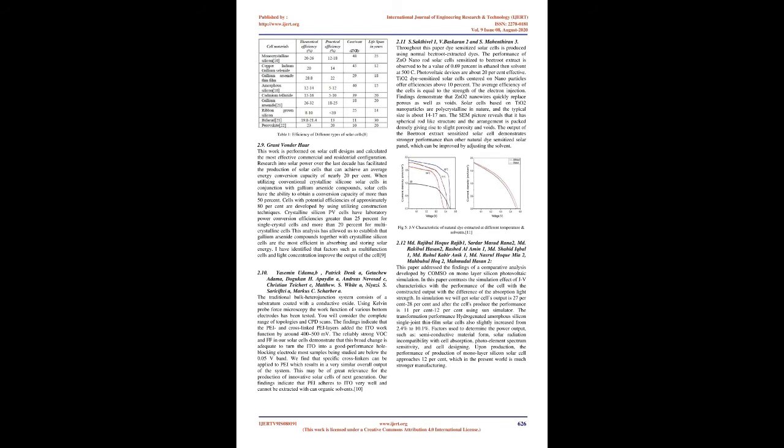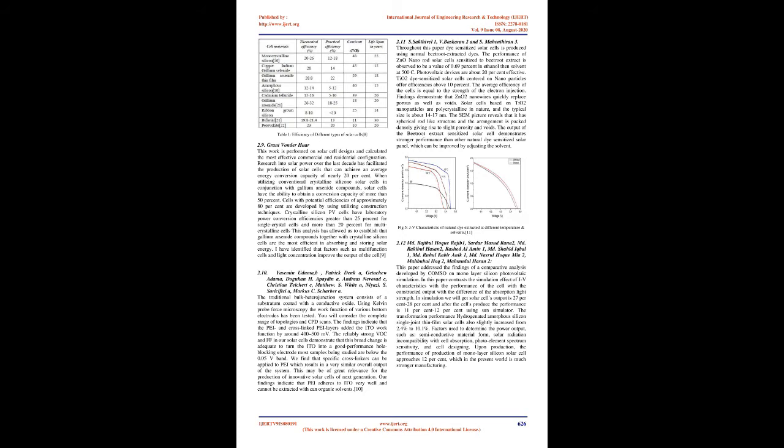When utilizing conventional crystalline silicon solar cells in conjunction with gallium arsenide compounds, solar cells have the ability to obtain a conversion capacity of more than 50%. Cells with potential efficiencies of approximately 80% are developed by utilizing construction techniques. Crystalline silicon PV cells have laboratory power conversion efficiencies greater than 25% for single crystal cells and more than 20% for multicrystalline cells. This analysis has allowed us to establish that gallium arsenide compounds together with crystalline silicon cells are the most efficient in absorbing and storing solar energy. I have identified that factors such as multifunction cells and light concentration improve the output of the cell.